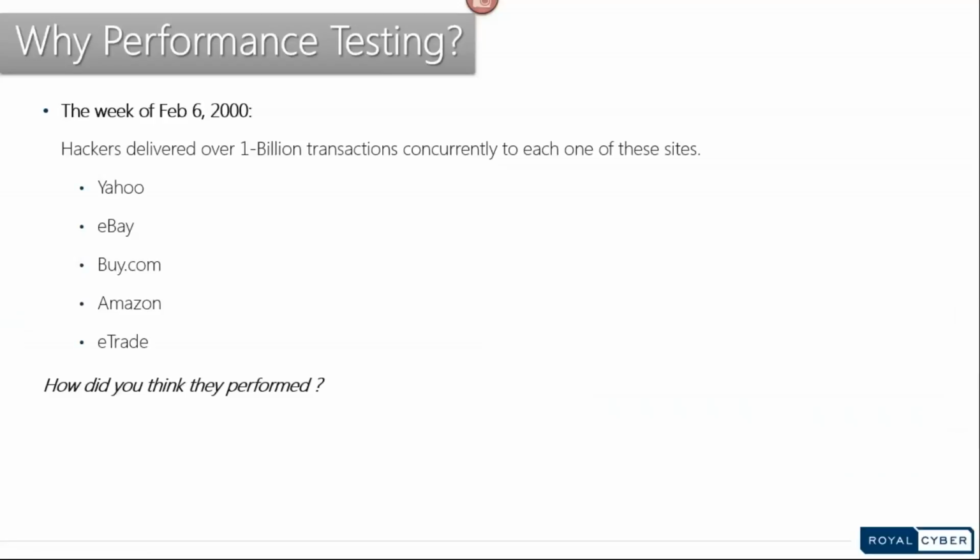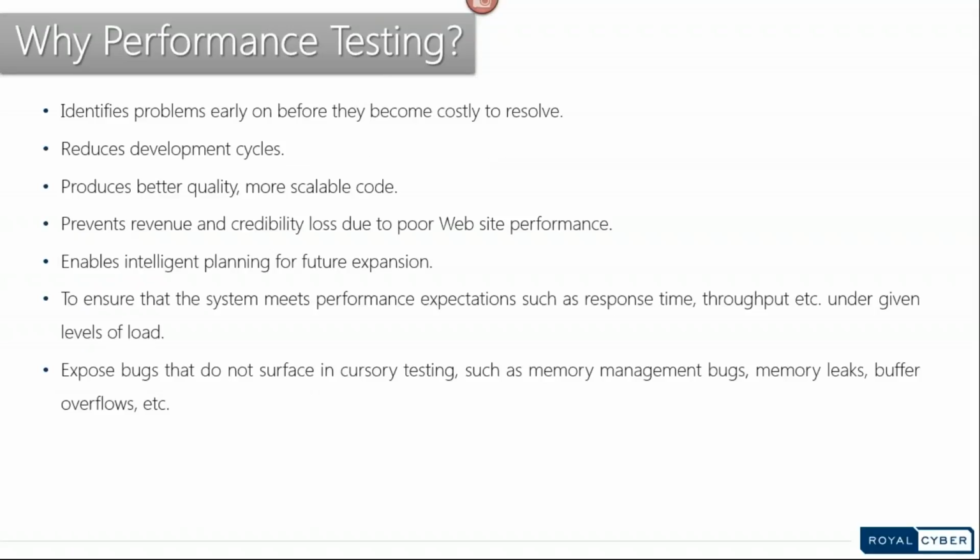One of the reasons why performance testing is required is this stat from February 6, 2000, where over 1 billion transactions were concurrently registered on important portals in the e-commerce industry like Yahoo, eBay, Buy.com, Amazon, eTrade, etc. With these 1 billion transactions, you need to identify the importance of performance testing, because if your application is able to handle this huge number of transactions concurrently, then it's good to go. You have benchmarked it correctly, but you need to identify the leeway in it.